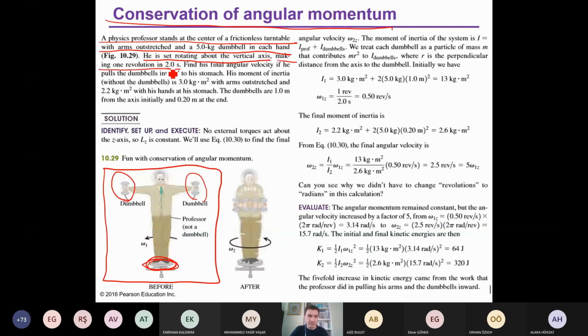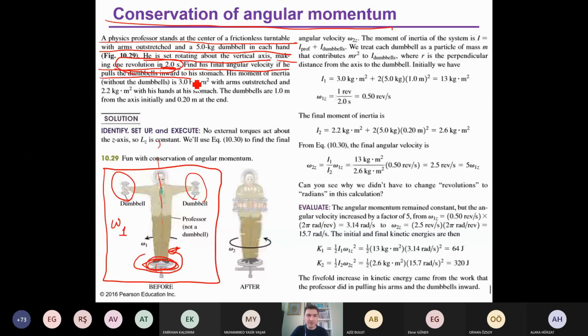Okay, so let's say a student rotated this professor around this axis, and then he has a certain angular velocity, which is given as 1 revolution in 2 seconds. Okay, find his final angular velocity if he pulls the dumbbells inward to his stomach.